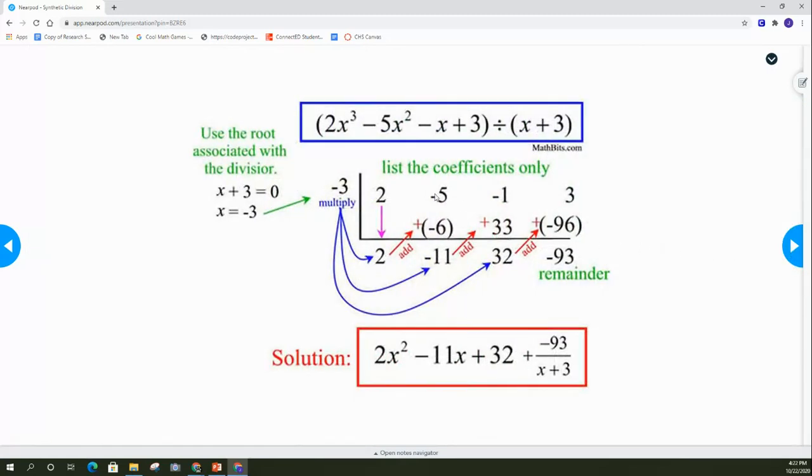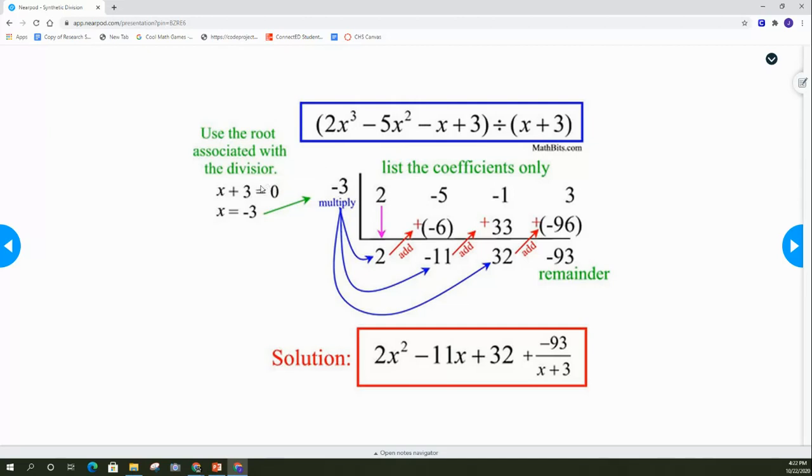All right, so right now, here's an example of synthetic division. So here's the original problem. 2x cubed minus 5x squared minus x plus 3 divided by x plus 3. To set this up using synthetic division, we only worry about the coefficients. So we write down the coefficients of our dividend: 2, negative 5, negative 1, and 3. So those go right there in a list. Notice, every term is there: cubed, quadratic, linear, constant. So I didn't need to put any zeros in there, right?